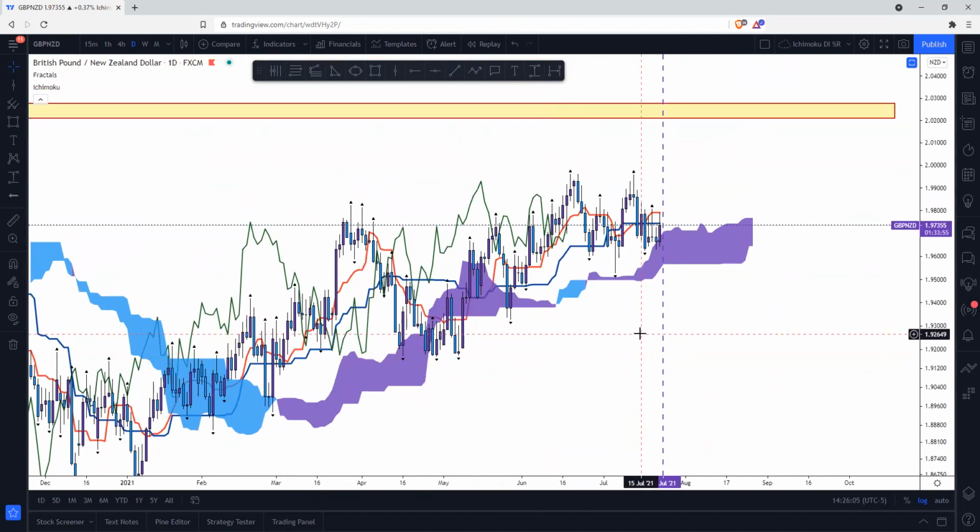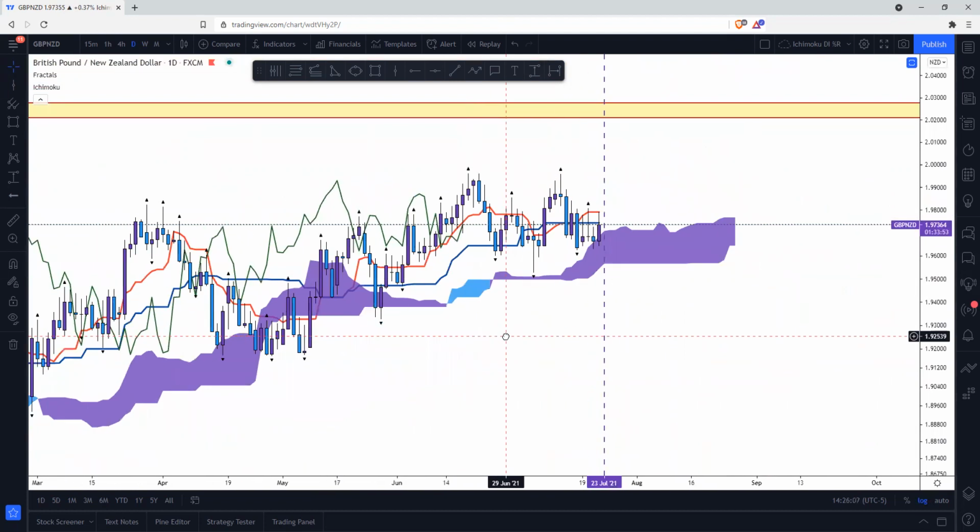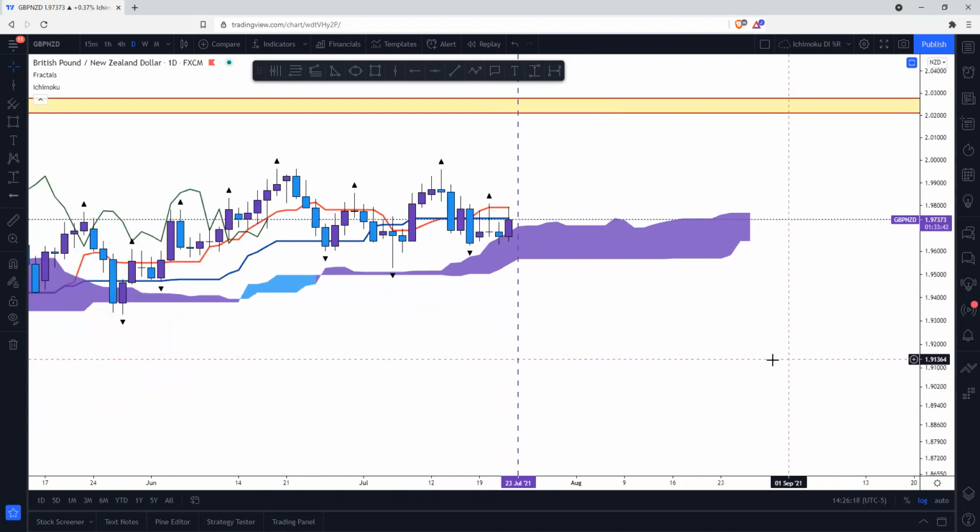The next thing I want to identify is what are the Kijun and the Tenkan-sen doing? Do we have a bullish TK crossover? Do we have a bearish TK crossover? That's the next thing I want to really identify here. So right here, we had a bearish crossover, but now we have a bullish crossover, and price is still above the cloud. So that's a good sign.